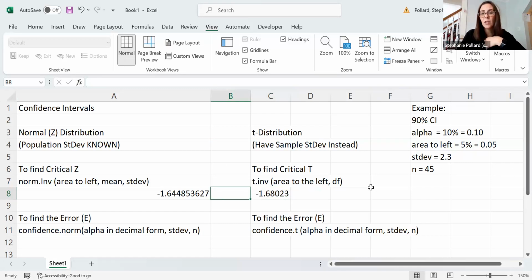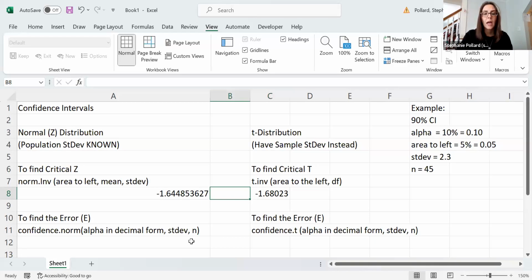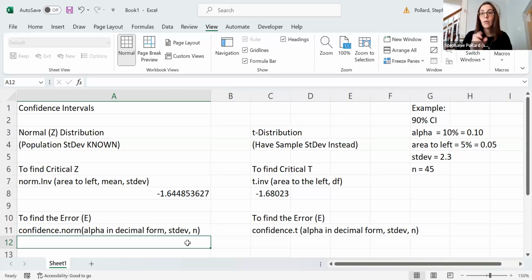Now, in most cases, you actually probably won't need to find the critical Z or critical T. The reason we do that is so we can actually find the error and then create the confidence interval. Some questions you may have to find these, so it's good to know how to do it. But for most cases, if you're just finding the confidence interval, you're probably going to go right to finding the error. And that will get you, again, just a little bit closer to the answer that you're looking for, and you can skip some steps.